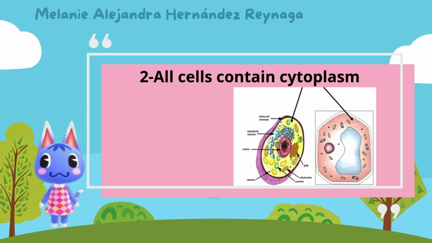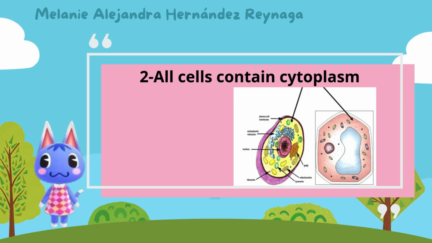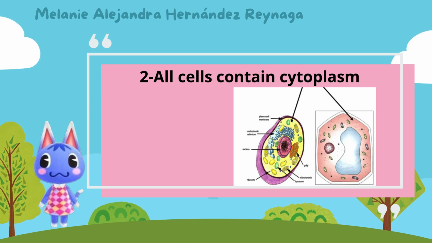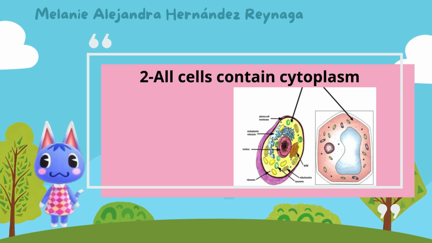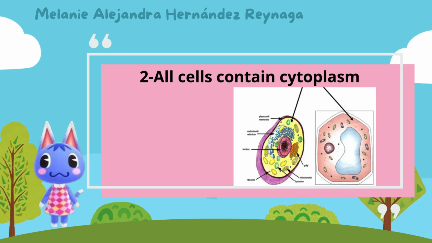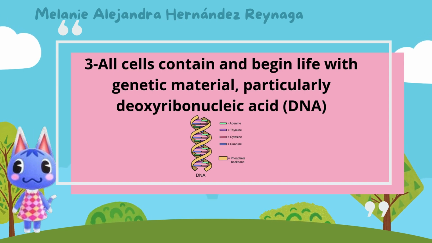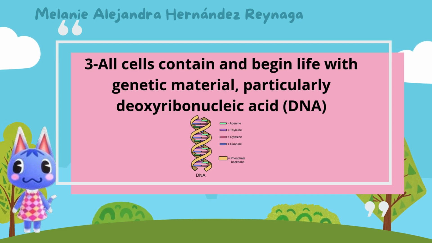The membrane encloses the cytoplasm, which is a mixture of jelly-like fluid and a variety of structures called organelles that are suspended in it. The fluid portion of the cytoplasm is called the cytosol. The organelles suspended in the cytosol are highly specialized structures that carry out various metabolic functions of the cell. And number three, all cells contain and begin life with genetic material, particularly deoxyribonucleic acid, DNA, which in the form of segments called genes stores the information to make new cells and all internal components.